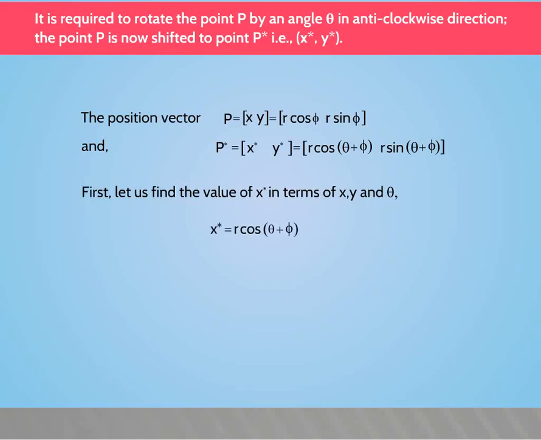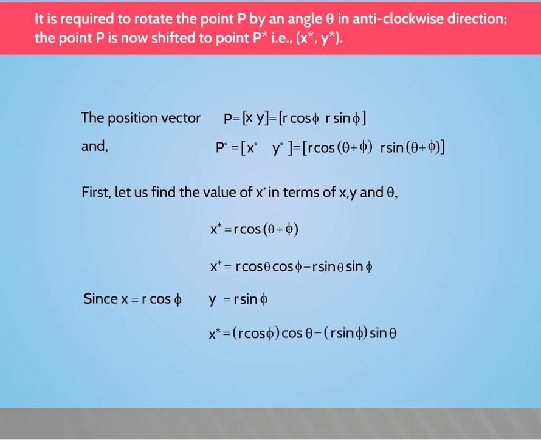X asterisk is equal to r cos of theta plus phi. X asterisk is equal to r cos theta cos phi minus r sin theta sin phi. Since x is equal to r cos phi, y is equal to r sin phi, therefore x asterisk is equal to r cos phi into cos theta minus r sin phi into sin theta. X asterisk is equal to x cos theta minus y sin theta.